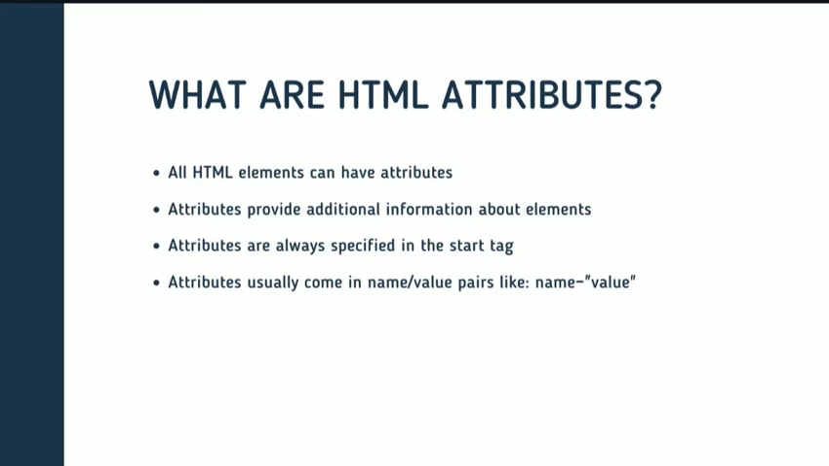All HTML elements can have attributes, and I want you to picture those attributes as characteristics or attributes of a person, such as a person's ability to talk, to run, to spell, and the likes, and the features of a person like the color of their skin, their height, their weight, and so on. Similarly, all HTML elements can have attributes, and these attributes provide additional information about the element, and we usually specify them in the start tag, and they usually come in name value pairs just like we have here.